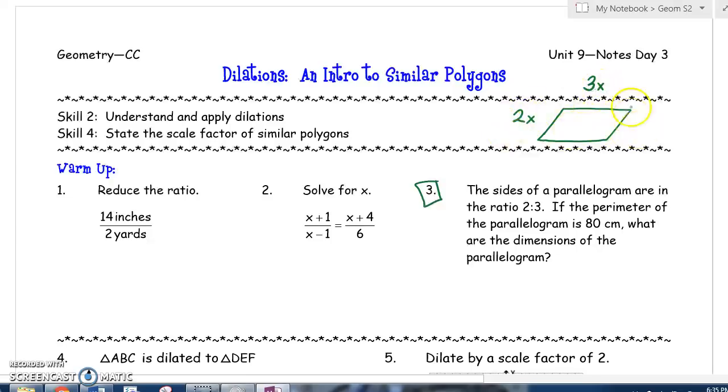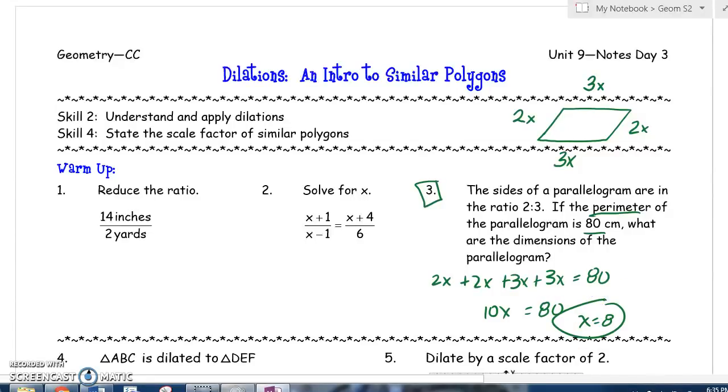We remember that opposite sides are equal in a parallelogram. So if this side's 2x, this side's 2x, and if that's 3x, this is 3x. Then we can utilize the perimeter, being 80, to set up our equation: 2x plus 2x plus 3x plus 3x. All the sides add up to equal 80. When you add those up, you get 10x equals 80, so x is going to be 8.